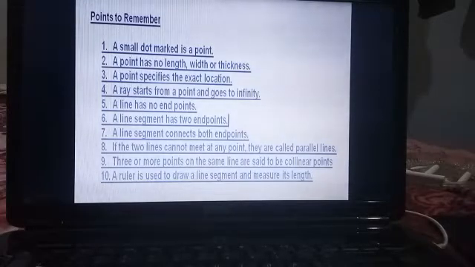Three or more points on the same line are said to be collinear points if they are passing through the same line. A ruler is used to draw a line segment and measure its length. So these are some important points to be remembered.